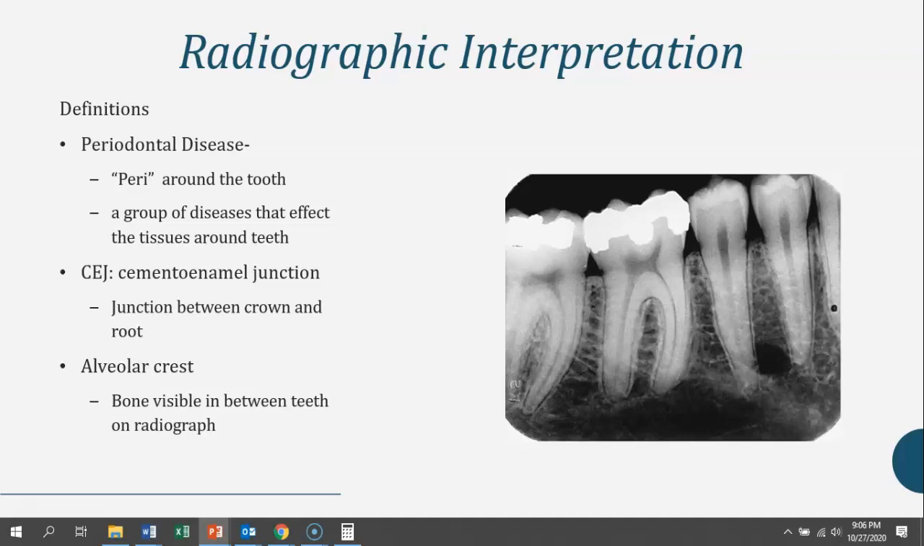And then there's the alveolar crest. That is the, oh, let me get my little pointer. So the CEJ is right here at the junction where the enamel ends and the cementum begins here. And then the alveolar crest is the very top of the bone in between each tooth. So, bone visible in between the teeth on the radiograph.